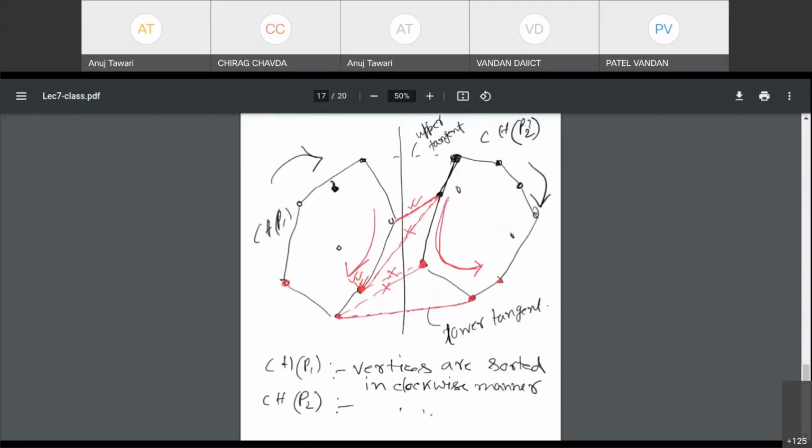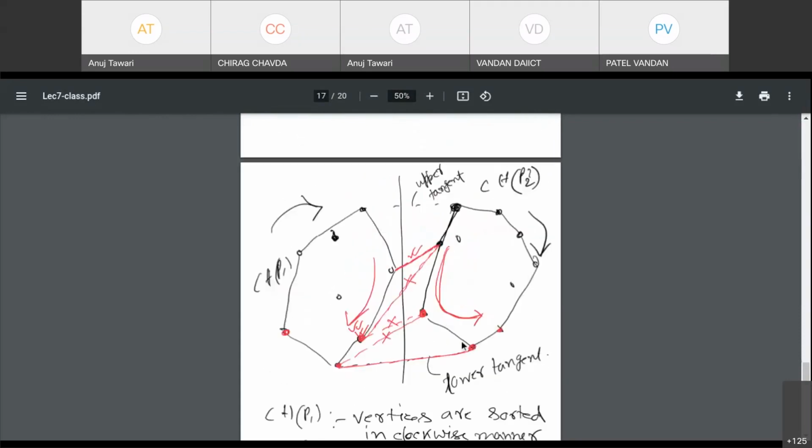So how do you find this upper tangent and lower tangent? That's the main issue.